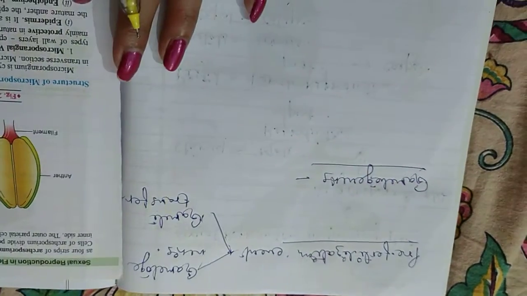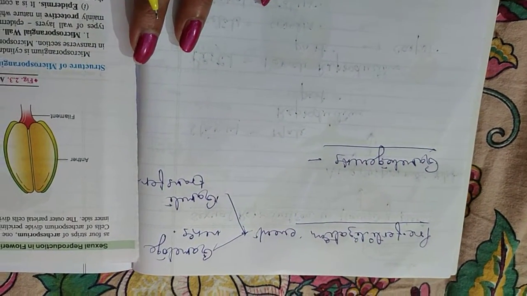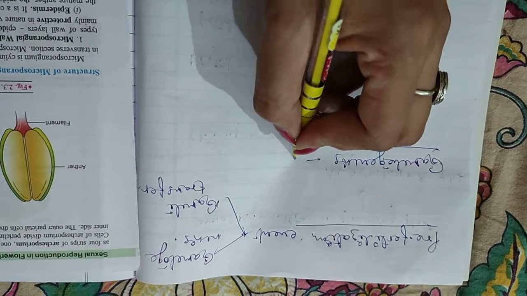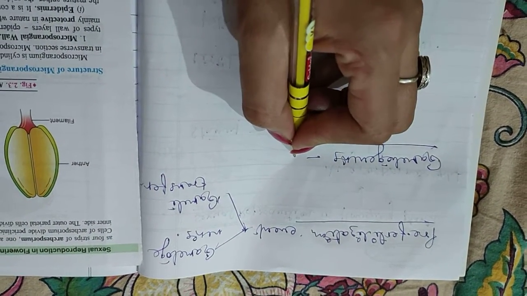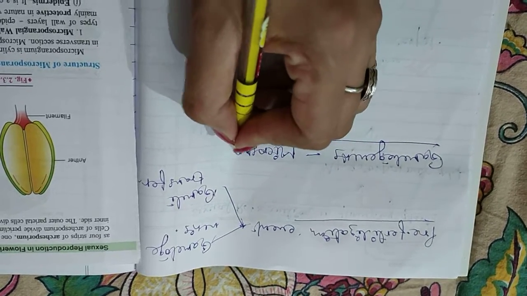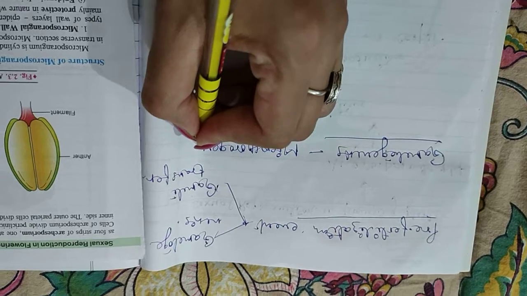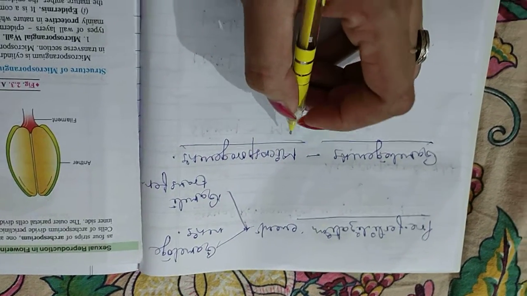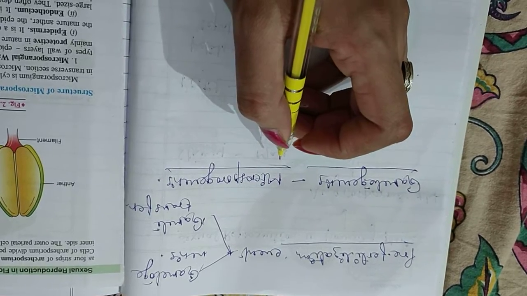So here we will see the formation of male gametes, that is sporogenesis or microsporogenesis, or simply called sporogenesis.